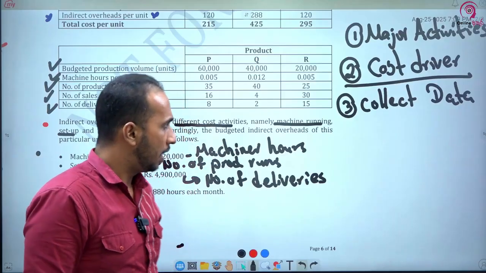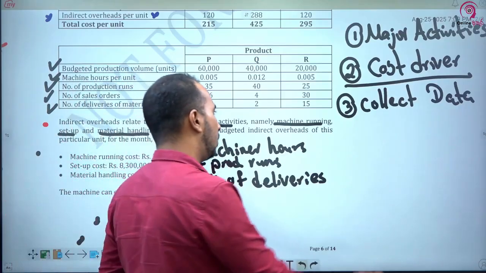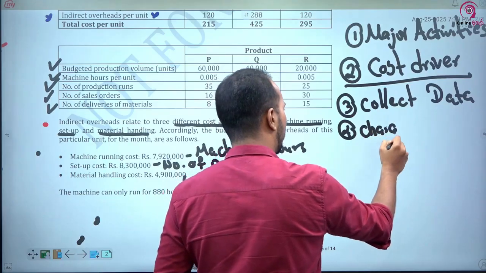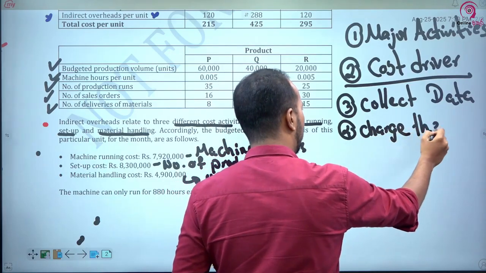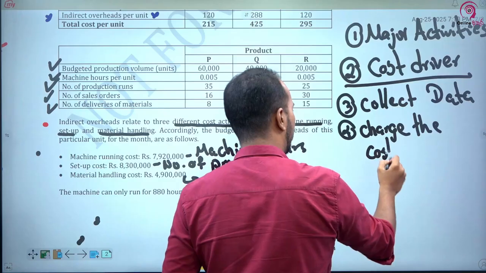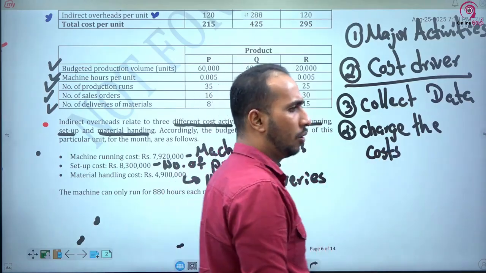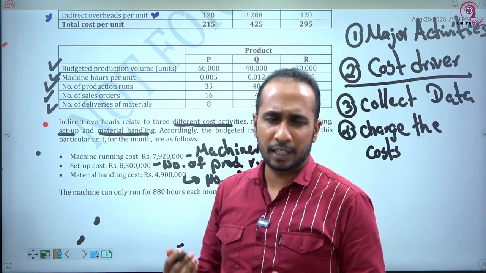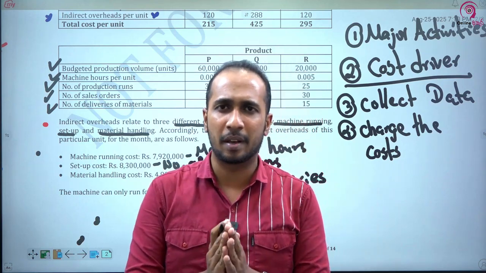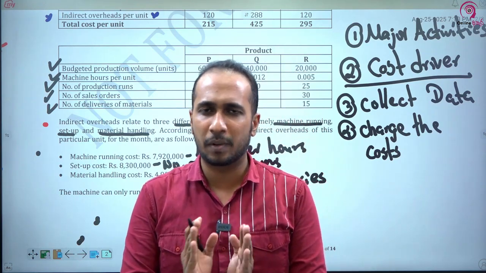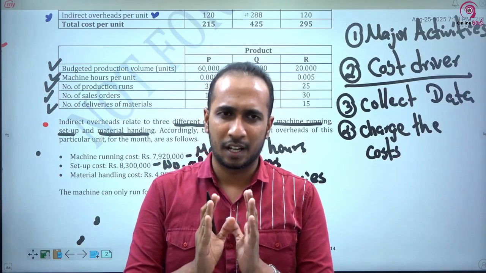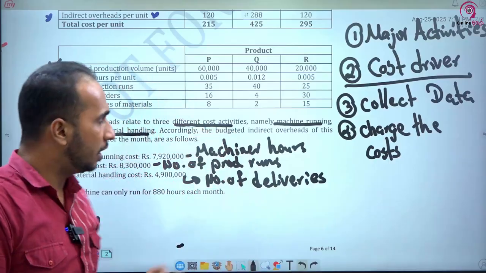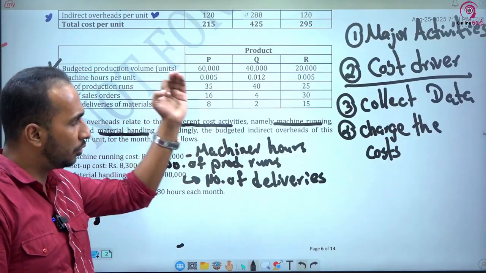So easy. Then the fourth step is what? The fourth step is you have to charge the cost to the products, based on the consumption of the activity by each product. That is the final step which you are expected to perform under this question. Now we have identified the major activities, and now we know the cost drivers.